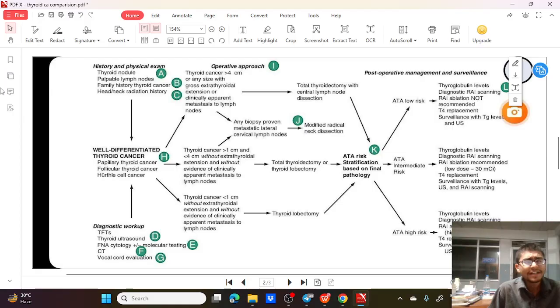And the other history details and the examination details, when we have found that it is thyroid cancer, in the diagnostic workup, as we have discussed, the quadruple assessment includes the first is the history, then the thyroid function test, the ultrasound and the FNAC. Sometimes we can go for molecular testing when there is diagnostic dilemma, and CT scan for invasiveness and chest extension, retrosternal goiter, vocal cord evaluation for documenting and preventing further problems after surgery.